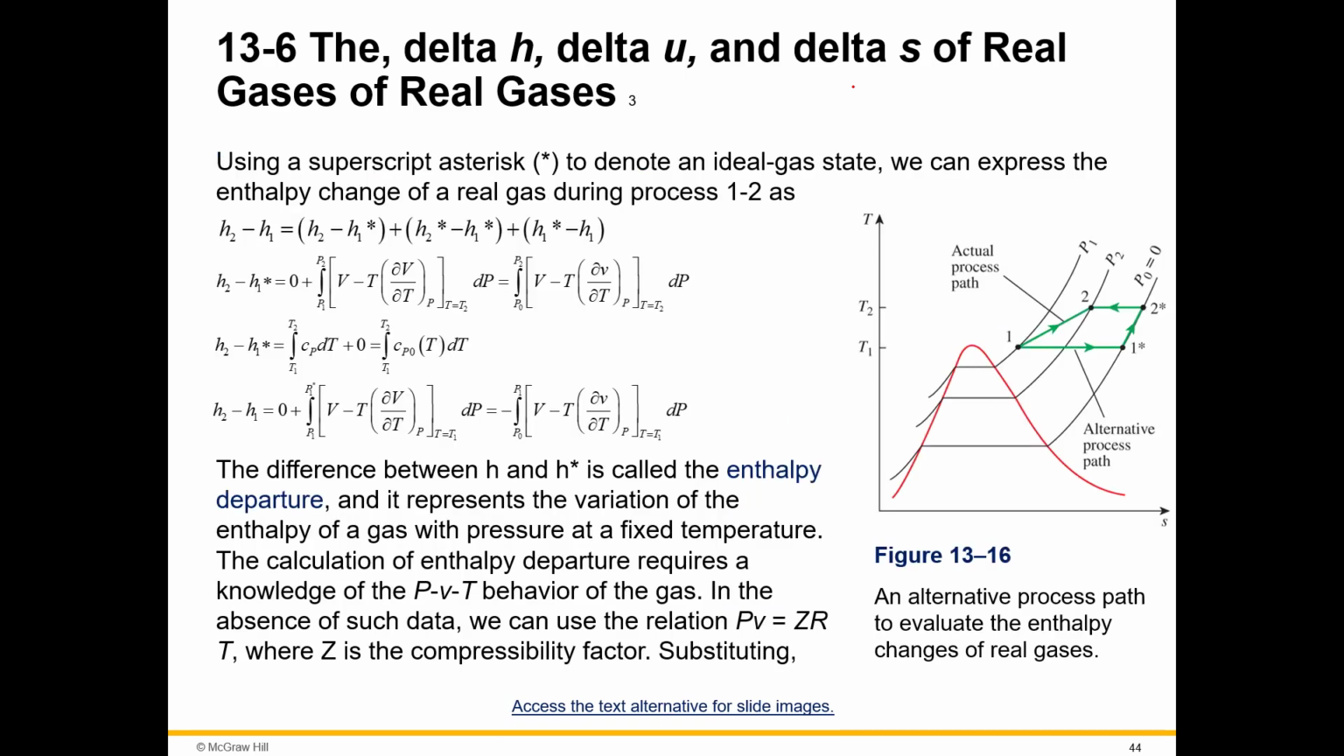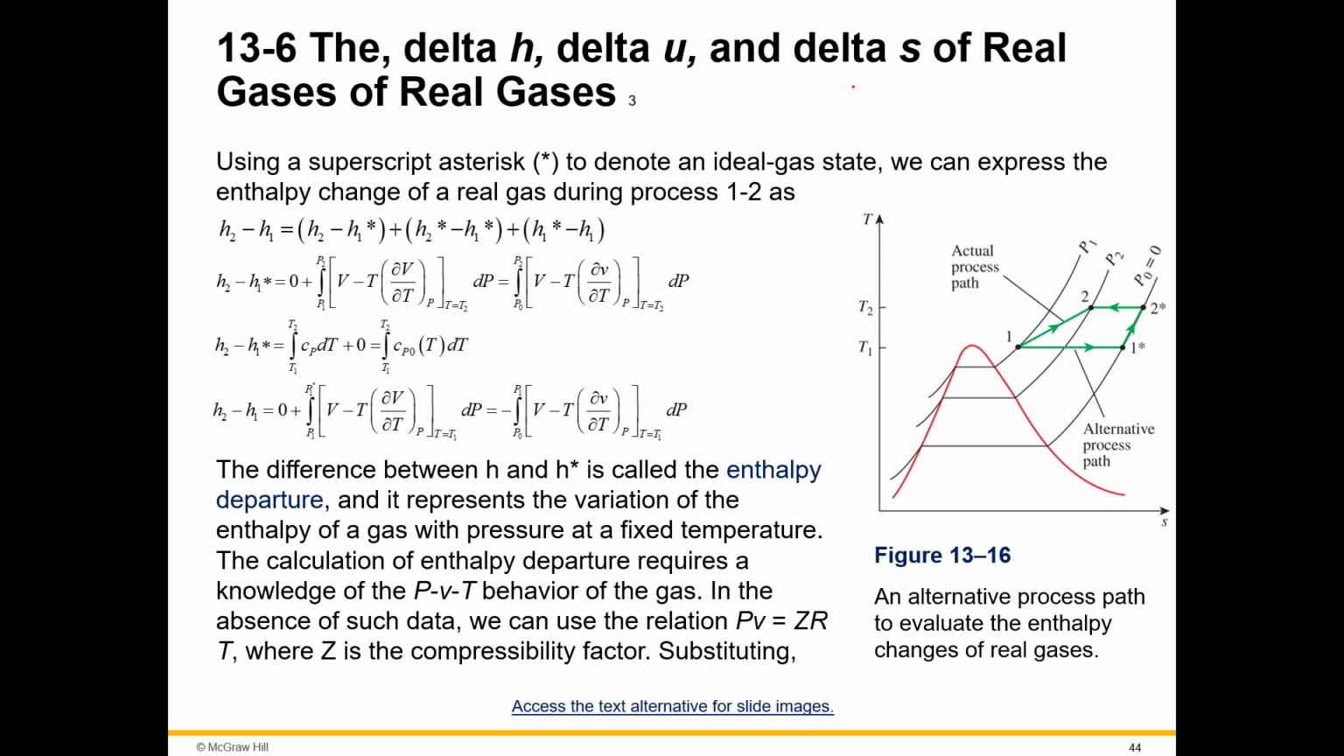And then using a superscript asterisk to denote an ideal gas state. So doing that, you can express the enthalpy change of a real gas during processes 1 to 2. So the difference between H and H asterisk is called the enthalpy departure, and it represents the variation of enthalpy of a gas with pressure at a fixed temperature.